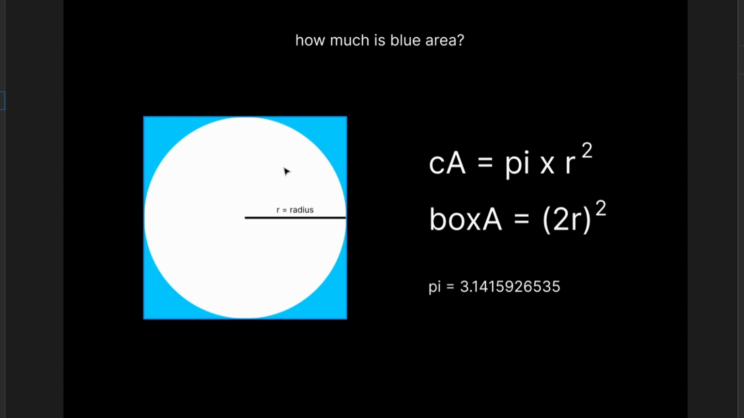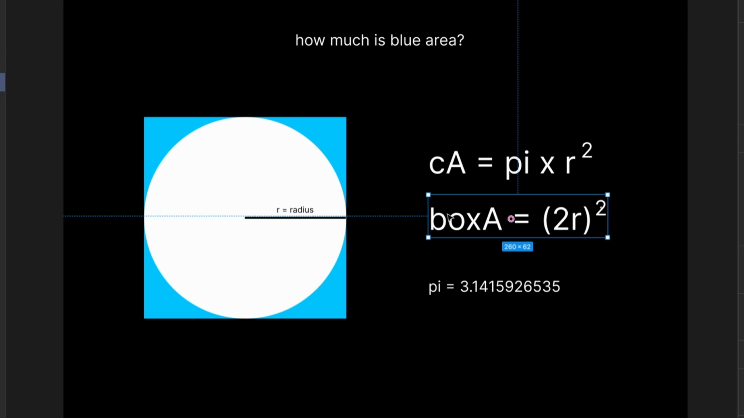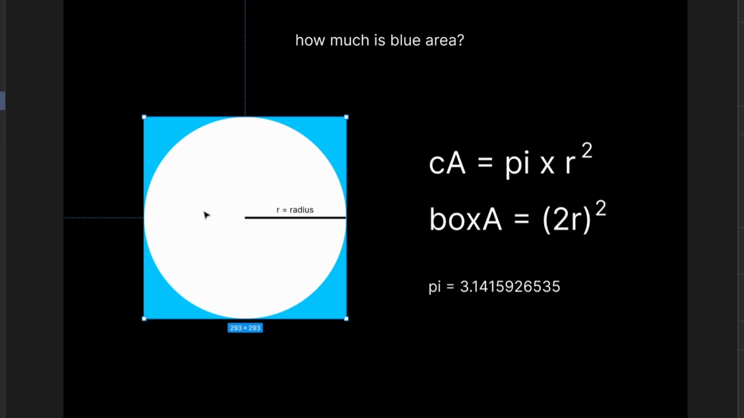To solve this question, you can take note of two formulas I am using here. First is the formula of the area of a circle, which is pi r squared, and second is the formula to find the area of a square, which is the length of a wall squared. The reason I have 2r here is because if I extend the r by double, it will match with one of the walls of the square.